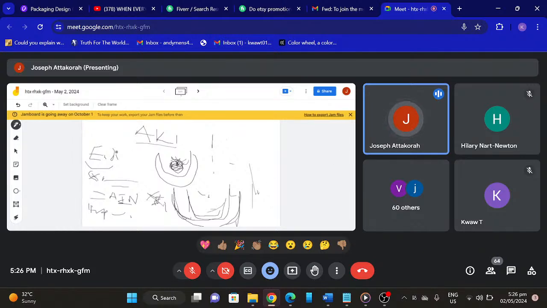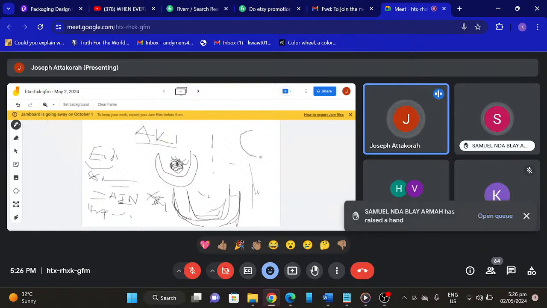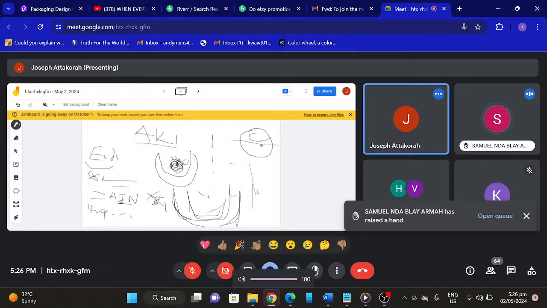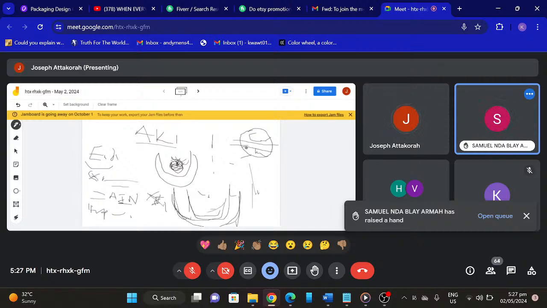Let me go back a little. If you take the kidney, the kidney is divided basically into two: we have the cortex and we have the medulla. The medulla is also divided into two. Please can you mute? We have the inner medulla and we have the outer medulla.